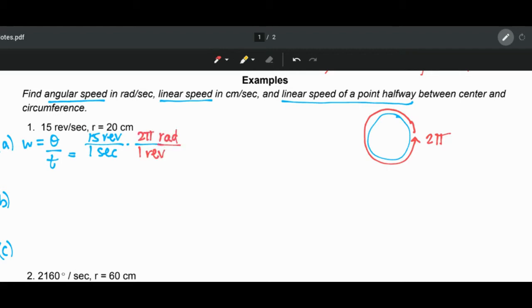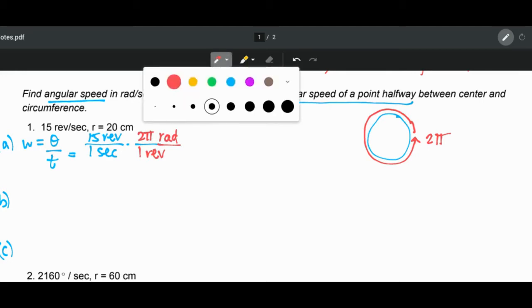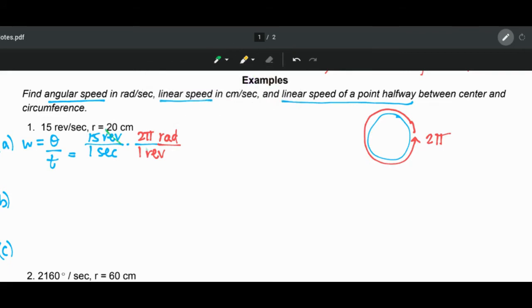And as a reminder from dimensional analysis, we want to try to get our units to cancel out, so the revolutions will cancel out. All right, so now we're going to multiply across, and we get 30 pi radians per second, which is our answer.